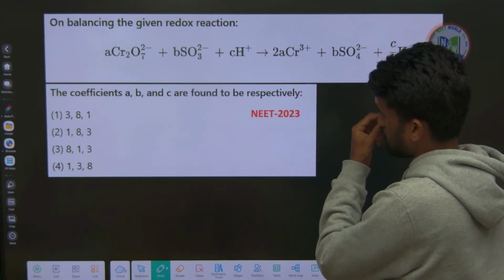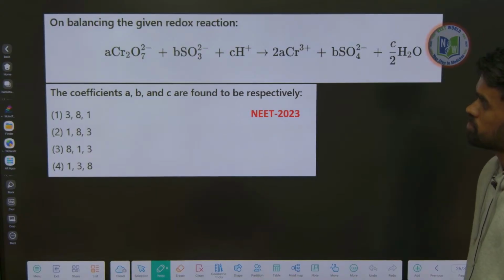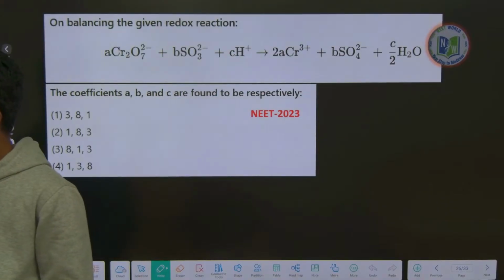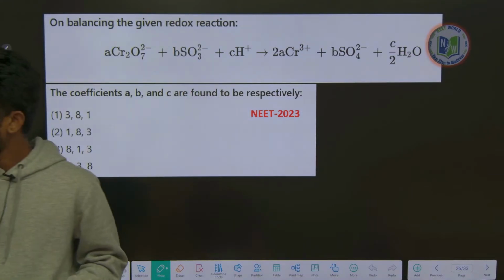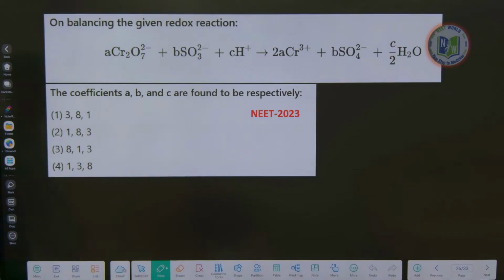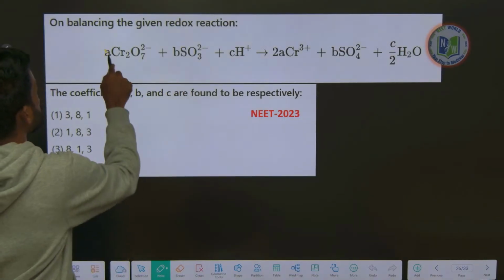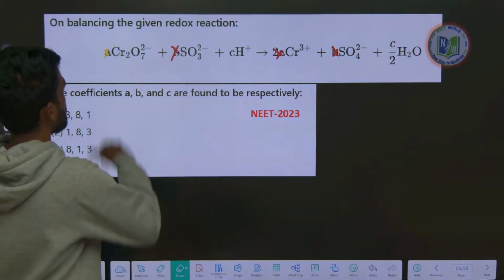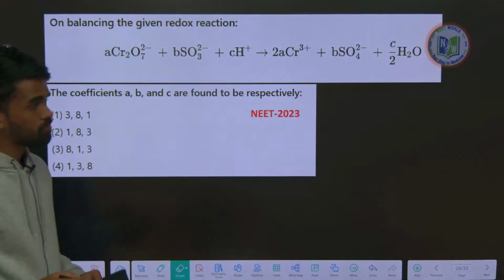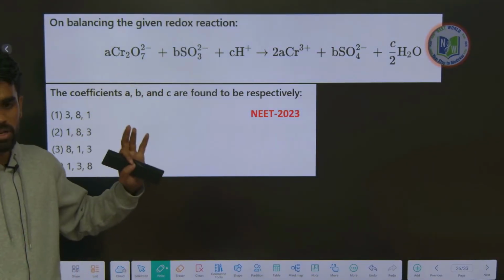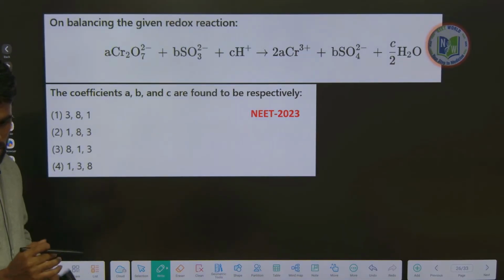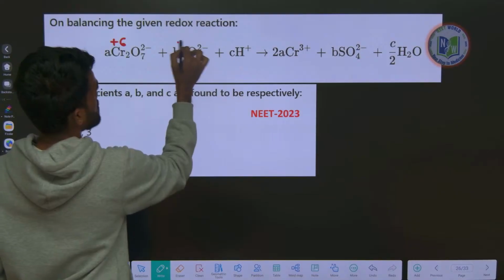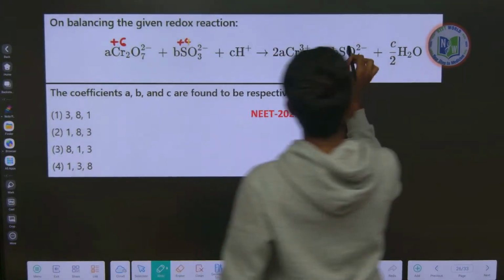Will you try this question? Fast, fast. Ignore these coefficients. Just take the equation and balance it first. After that, you can verify by substituting the A, B, C values. Just take the equation only. First identify the oxidation states. Plus 6 here. 2 3s are 6 means plus 4 here. And plus 6 here.